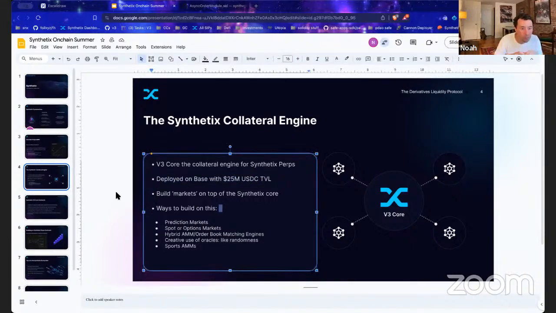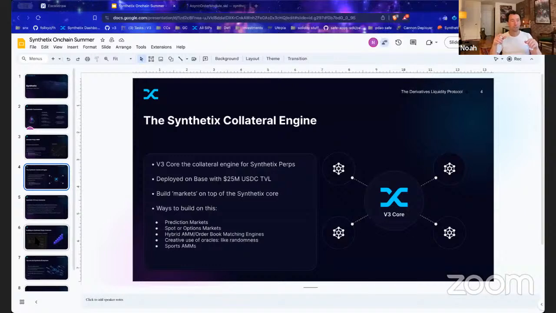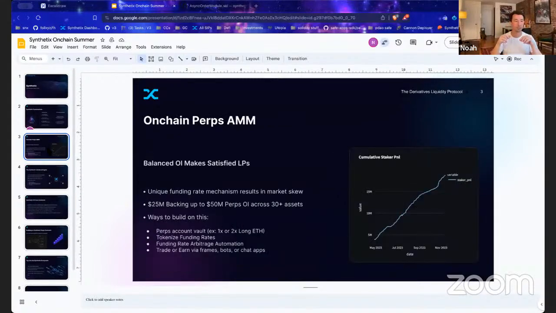So I gave that overview on this slide. Again, just reiterating that right now on Base, there's around 25 million USDC of TVL collateral provided to the V3 system. And right now, the main markets built on top of the core system are perpetual futures markets, which Sunny, you'll get into in more detail soon. Something that you can build on: not only can you build things on top of the perpetual futures markets, but you can also build markets that would plug directly into Synthetix and leverage that liquidity as well.